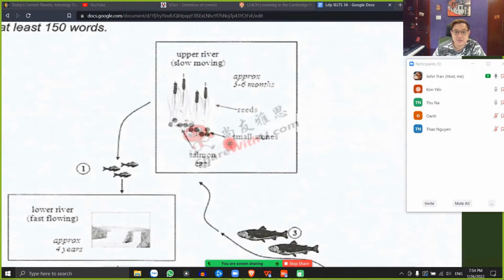And of course, the salmon will lay eggs here. You can see salmon eggs. They lay small eggs here.